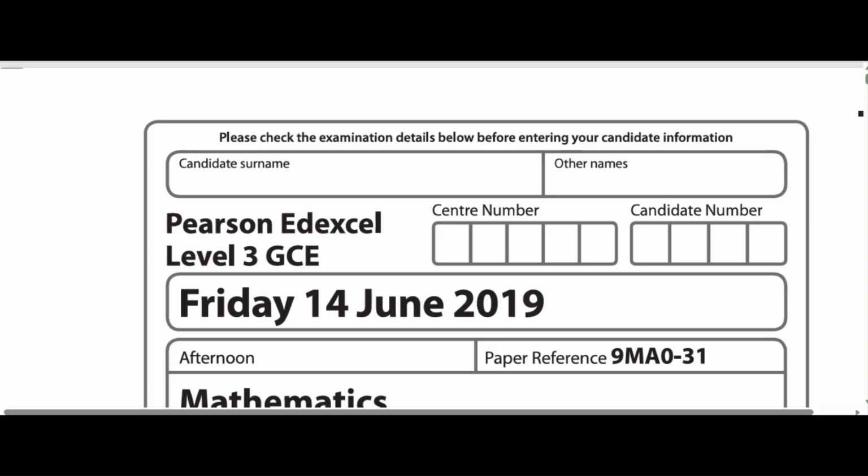Hi, welcome to this walkthrough of Edexcel A Level Mathematics Paper 31, that is Statistics of June 2019. This paper contains 5 questions and is set for 50 marks in total.